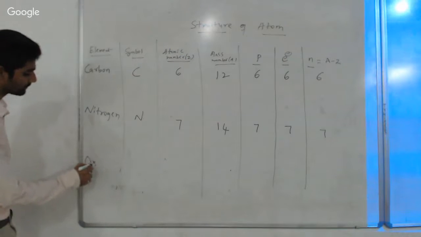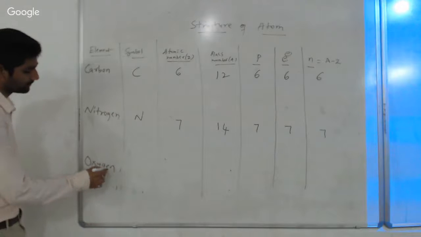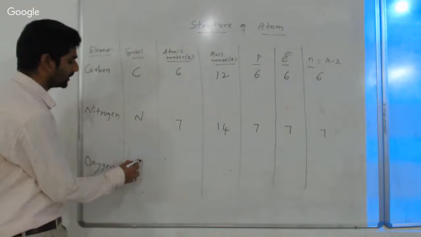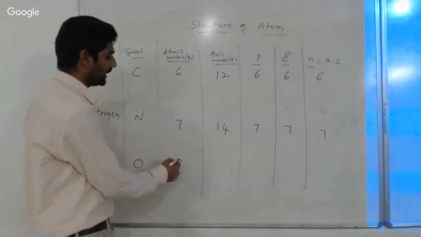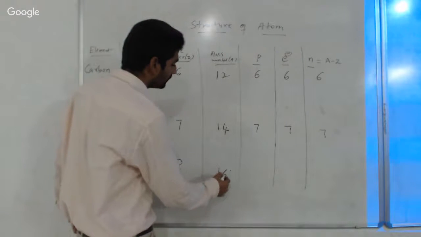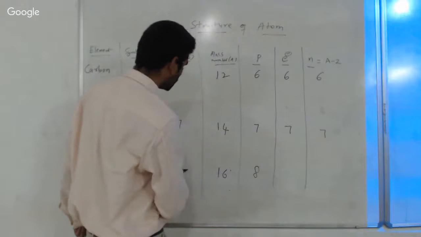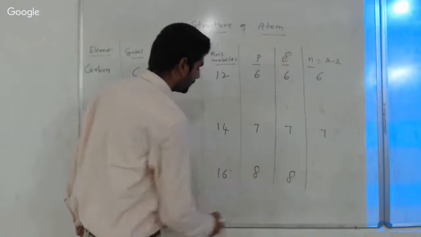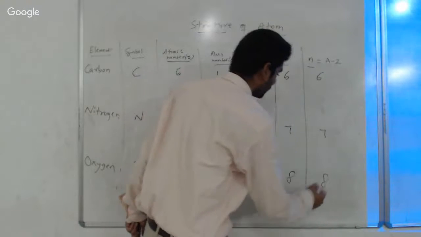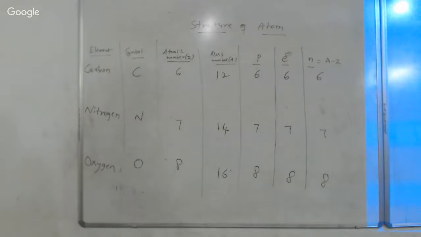Oxygen. Symbol is O, atomic number 8, mass number 16. Here number of protons is 8, number of electrons 8, 16 minus 8, we get 8 neutrons. These are all the properties.